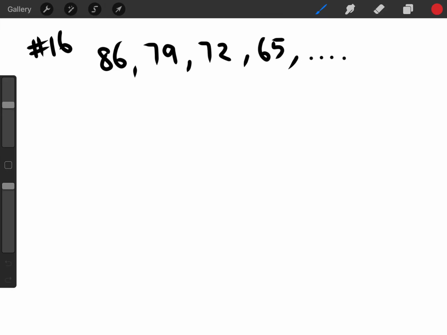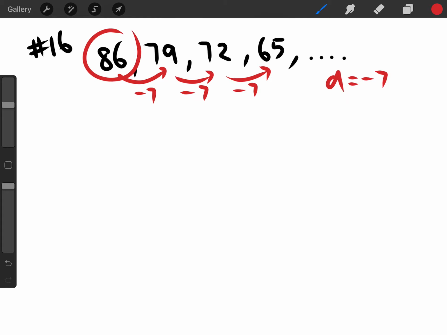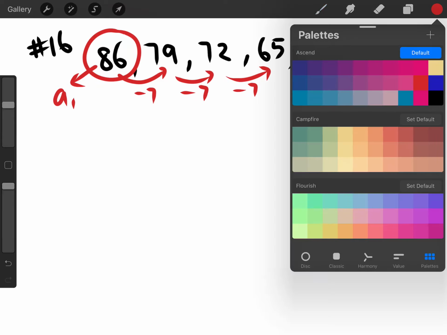So number 16. What is the rule here? Let's find out what the difference is. It's -7, -7, and -7. So the common difference is -7. And then we don't need to find a sub 1 because it's right there, right? Okay, let's write the rule.